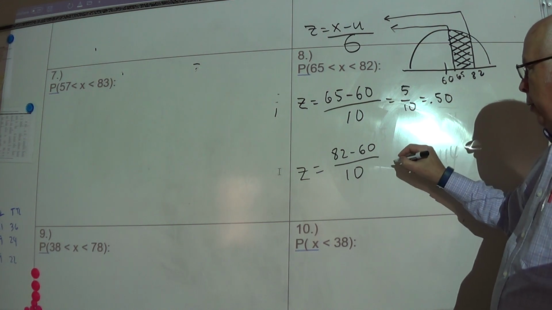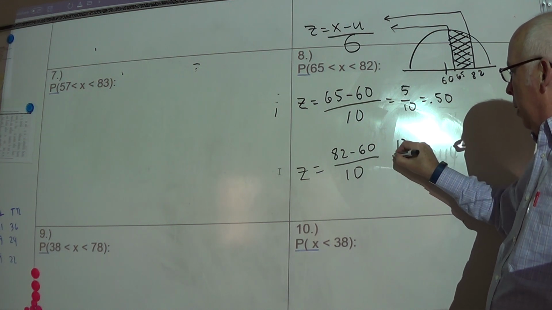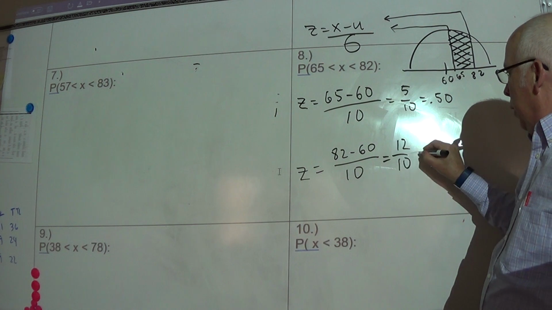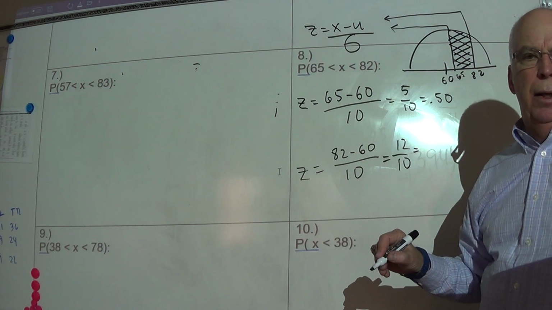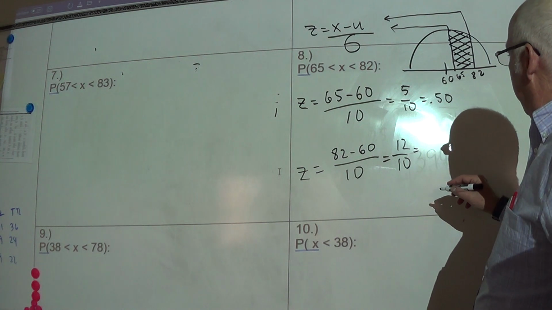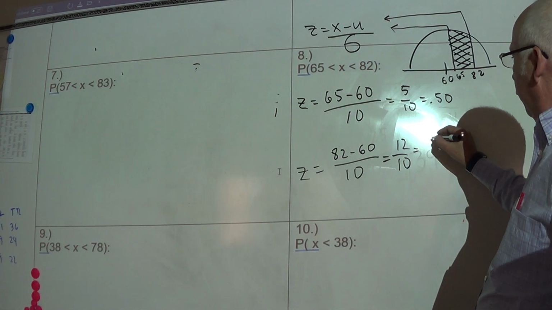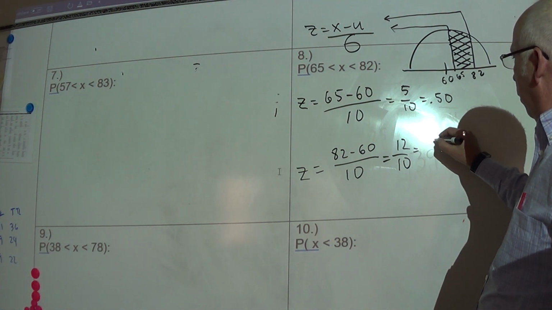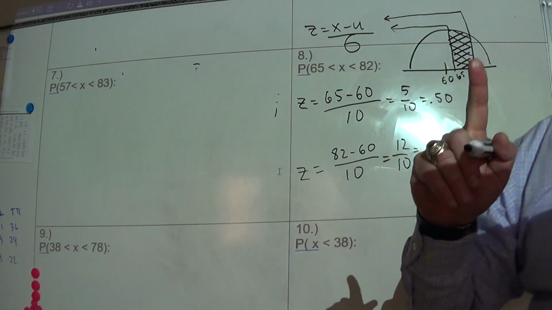And for 82, we got 12 over 10, which equals what? 6/5. And if I did the calculation, let's see, what would that be? 6/5. Let me grab my table because I didn't grab one. Just hold on one sec.